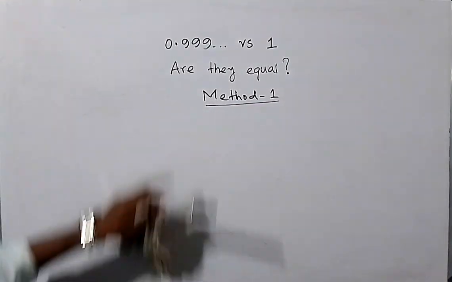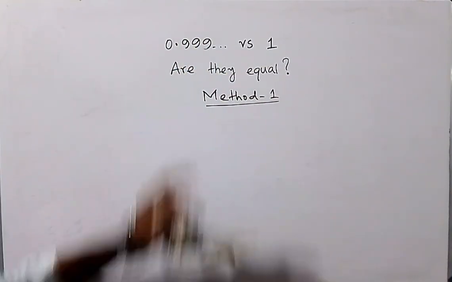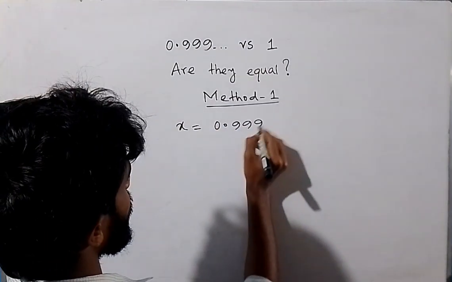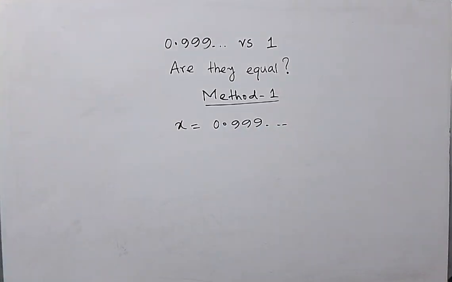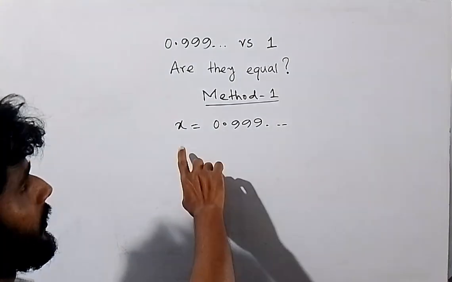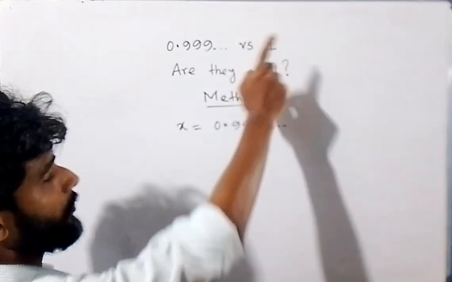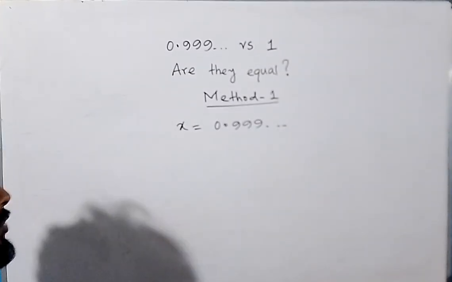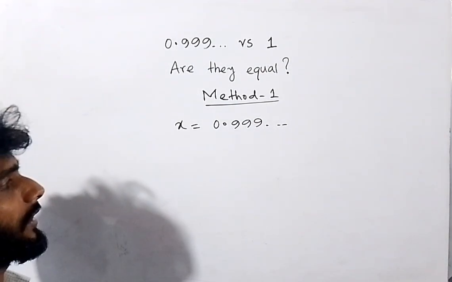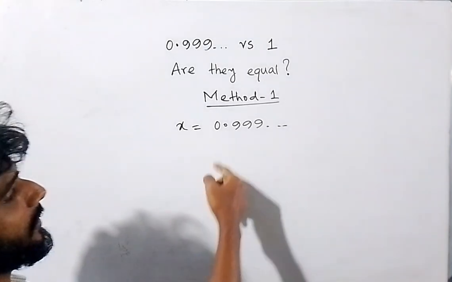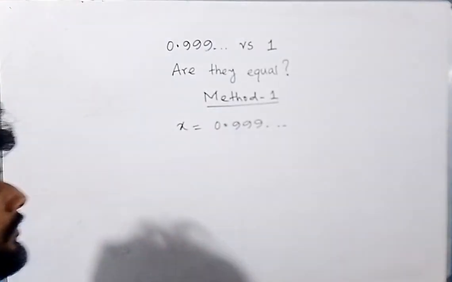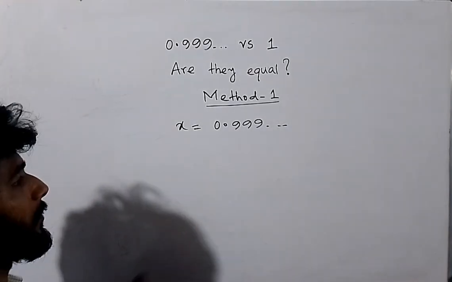I want to take this 0.999 as x. So x equals 0.999 and so on. Now I want to make a fraction so that I can cancel them out, and then I can show that x is equal to 1. That's why I want to multiply this x by such a number that will also leave the same digits after the decimal. Okay, so I want to multiply this x by 10.